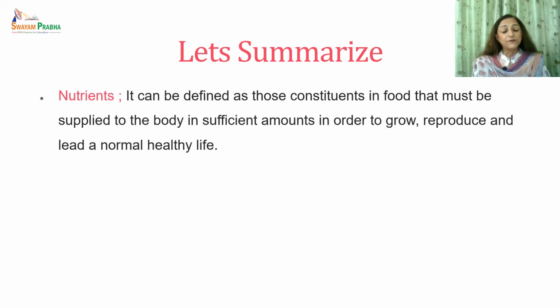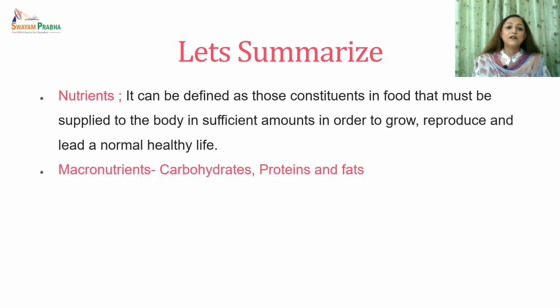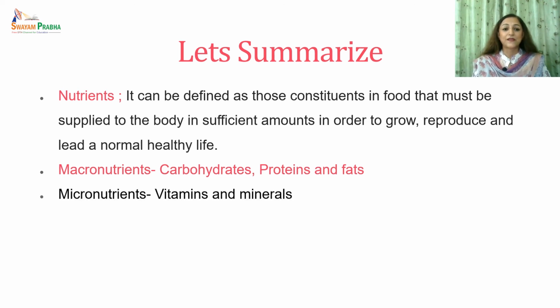Then we studied the definition of nutrients. We defined them as those constituents of food that must be supplied to the body in sufficient amounts in order to grow, to reproduce, and lead a normal, healthy life. Then we studied the macronutrients: carbohydrates, proteins, and fats. Then we talked about micronutrients. They are vitamins and minerals. All these micronutrients are very important for our body.